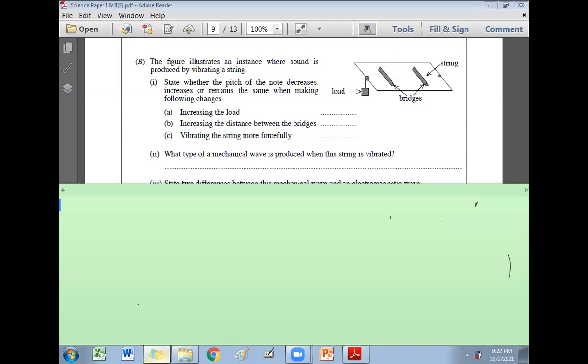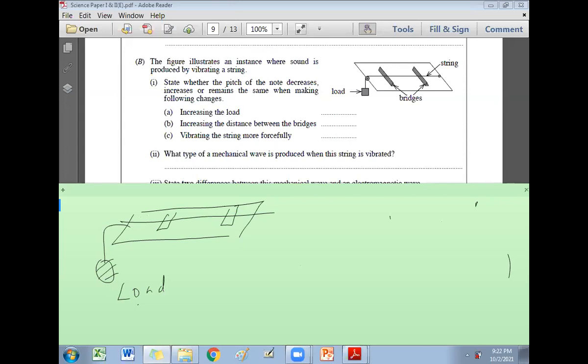Musical instruments are played by the artist, but musical instruments are produced by the scientist. Without the scientist, no musical instrument, no bass guitar, no electric guitar, no piano. Played by the artist, but produced by the scientist. Now what happened? You can see here a load hanging here.